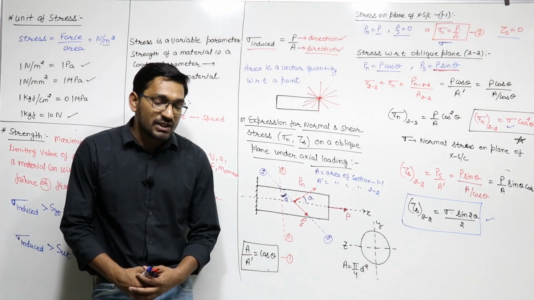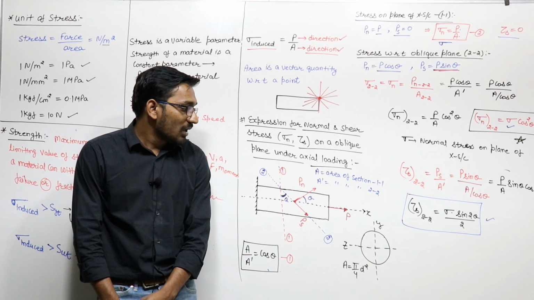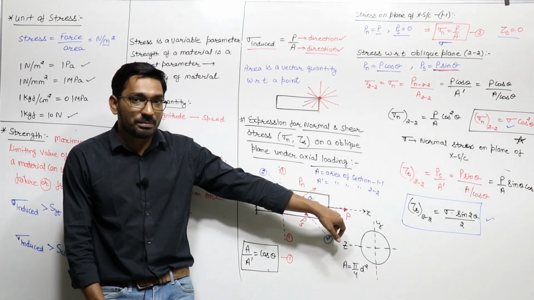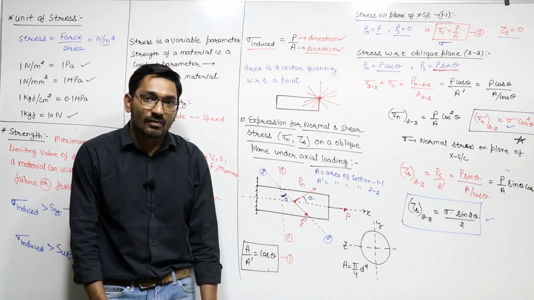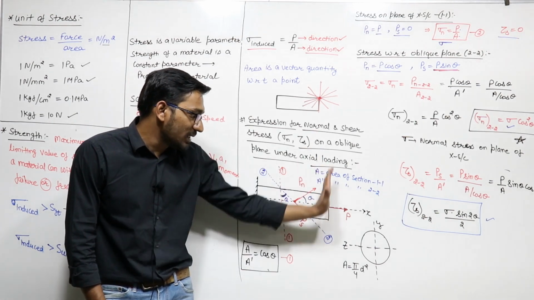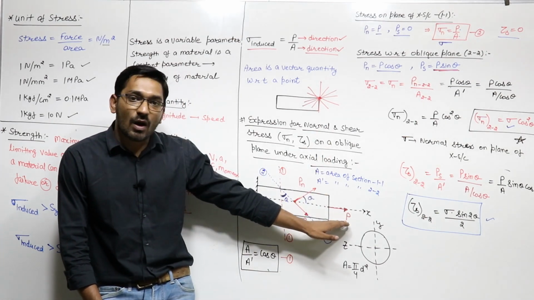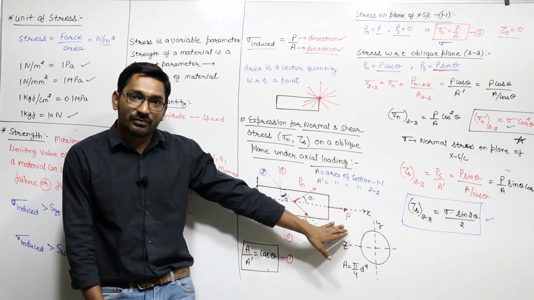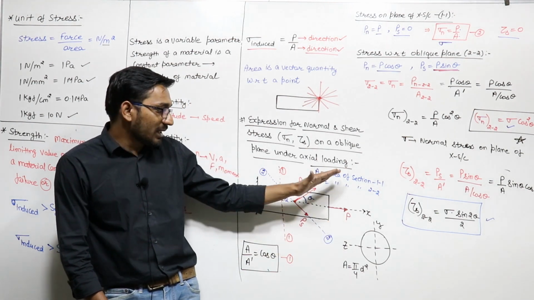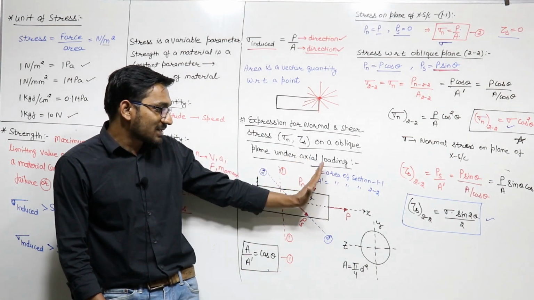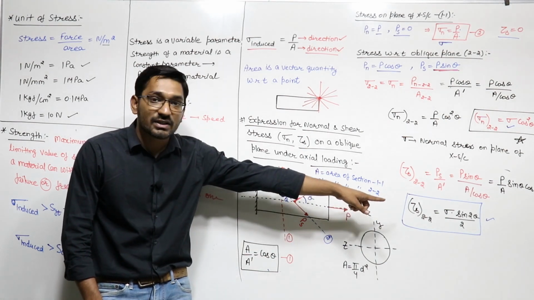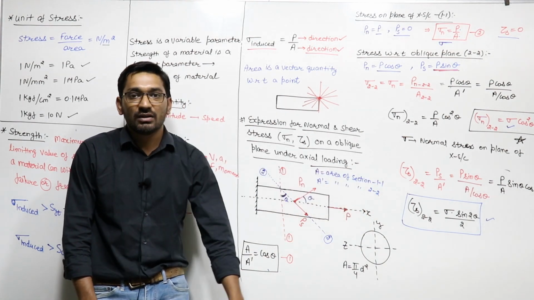Now if you can visualize the things, we are only applying a normal load. P is a normal load. So I can say that on this cross section, only normal stress will be there. But other than this cross section, at each and every plane passing through this, at each and every theta, we have shear stress also, right?